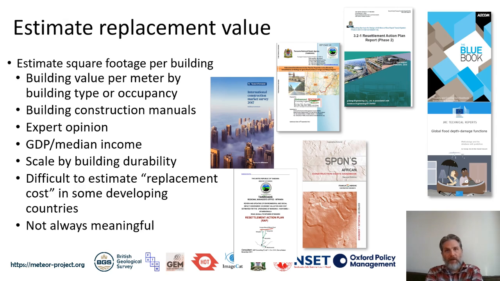Next, estimate the replacement value. I talked about this quite a bit earlier. Lots of different sources for this, things like Blue Book, the JRC method of trying to extrapolate based on GDP. One of my favorite things is to drill down into those resettlement action plans. But you have building value by meter, by building type, or by occupancy. Different sources break it out in different ways. You need to figure out what's the best for your project. Sometimes you can use one method in one area of the country, another method in another area.